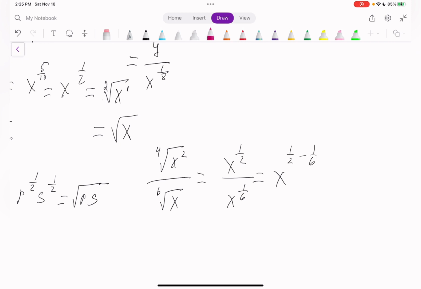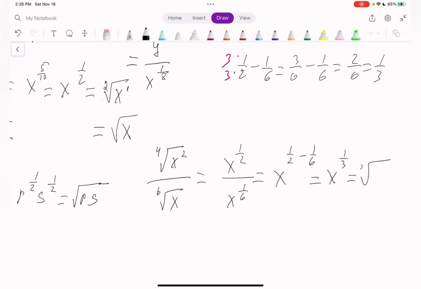So let's see. Common denominator is 6, meaning here multiply by 3, multiply by 3. Yes? Let me do it separately. 1/2 minus 1/6. Denominator is 6, times 3, times 3. It's going to be equal 3 over 6 minus 1 over 6. And we are getting 2 over 6, which is going to be 1/3. And we are getting x to power 1/3, which is cubic radical x to power 1, or x.